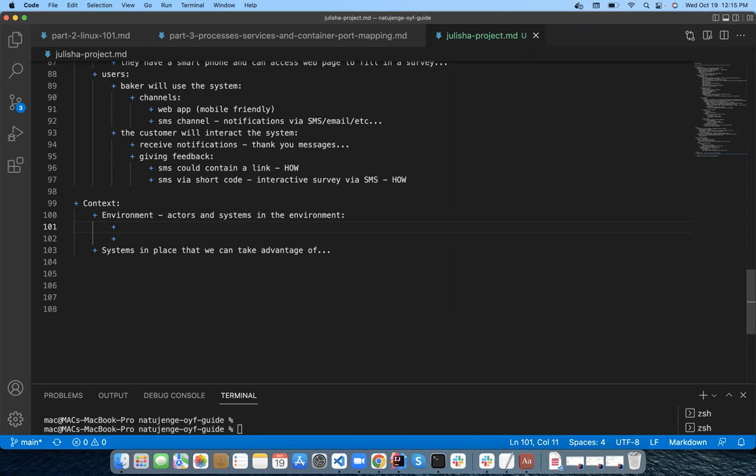But we have to think about the context or the environment and the actors. So the actors or the people are basically the bakers and the customers. Those are people that will interact with our system. Interaction doesn't have to mean you have to log in. You could receive a message that you're supposed to respond to, and that's an interaction. So you could be notified or you could interact with the system.